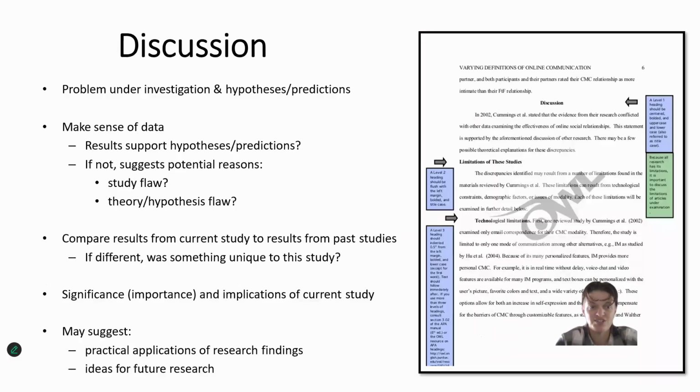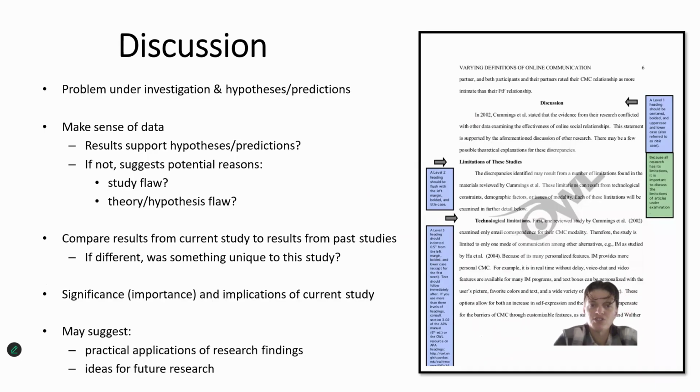Then what you do is you go into discussion, right? So you're going to discuss the problem under investigation. You're going to discuss your hypotheses and predictions. This is where you make sense of the data. Do the results support your hypothesis or predictions? And if not, what are some potential reasons why, right? Did your study have some flaws? Maybe was it the theory behind it? Was it a flaw in the hypothesis? Was it something related to how you conducted the study?